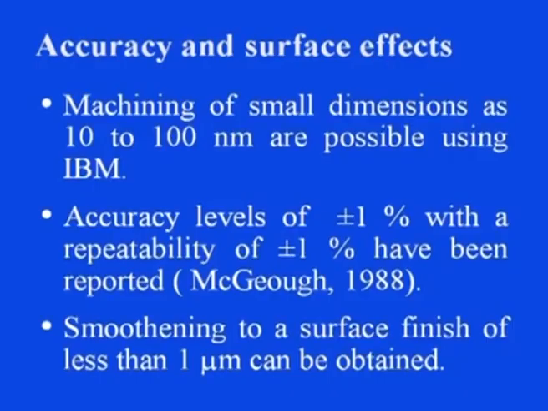Then let us see about the accuracy and the surface effects of this ion beam machining. Machining of small dimensions such as 10 to 100 nanometer is possible using this ion beam machining. Accuracy levels of plus minus 1% with repeatability of plus minus 1% have been reported. Smoothing to a surface finish of less than 1 micrometer can be obtained.